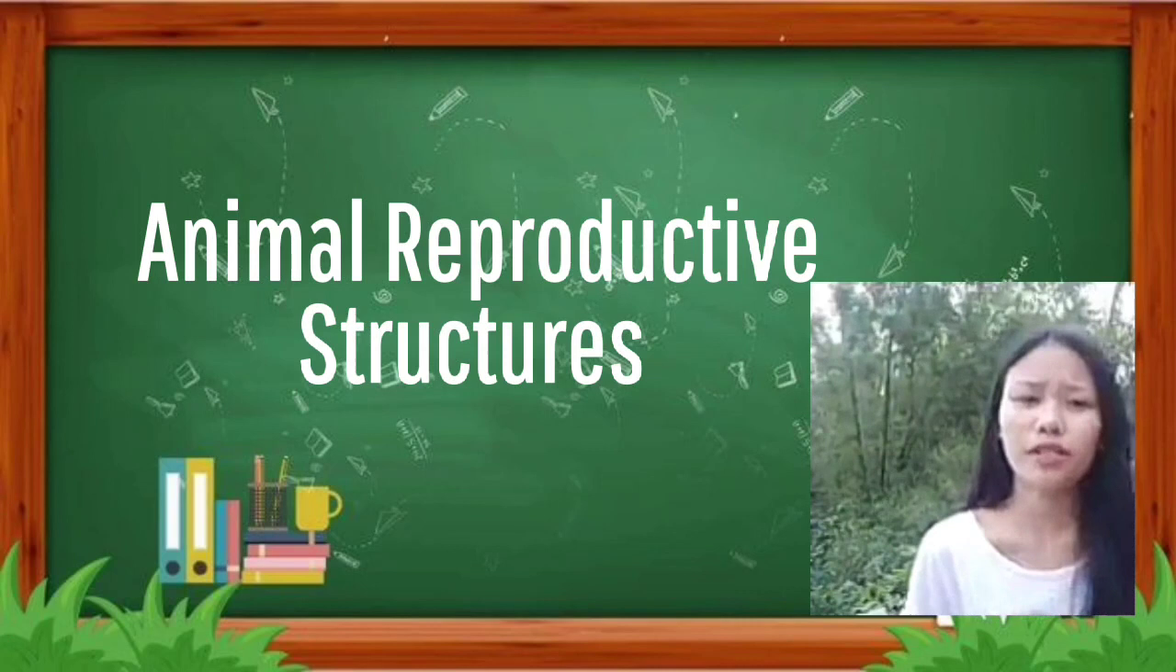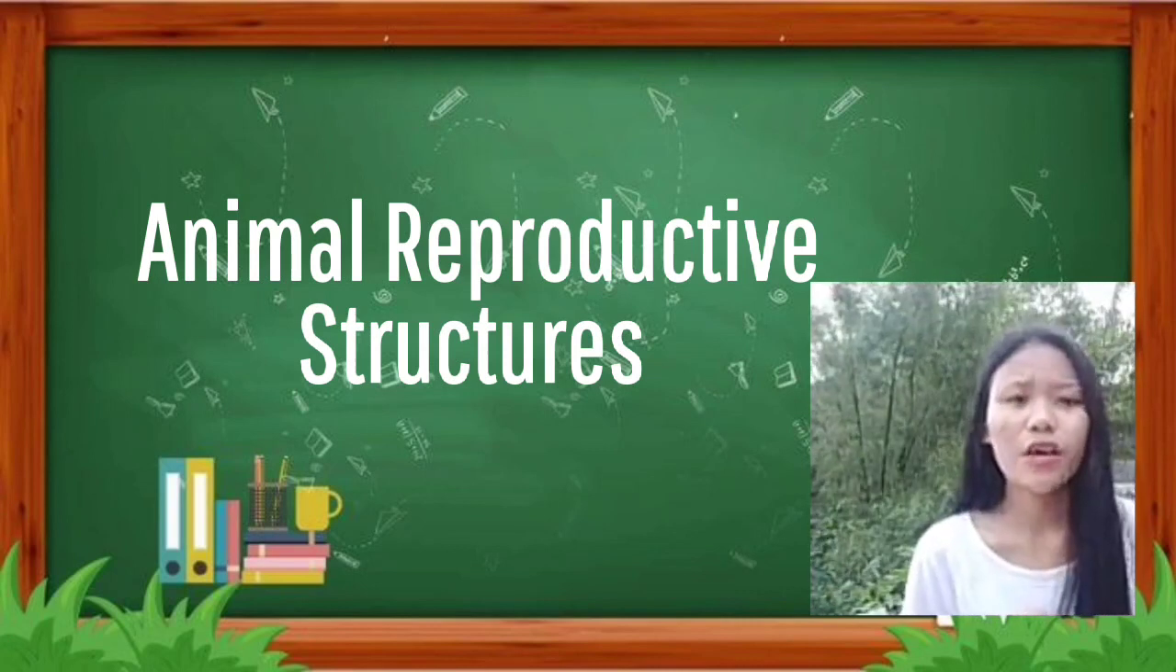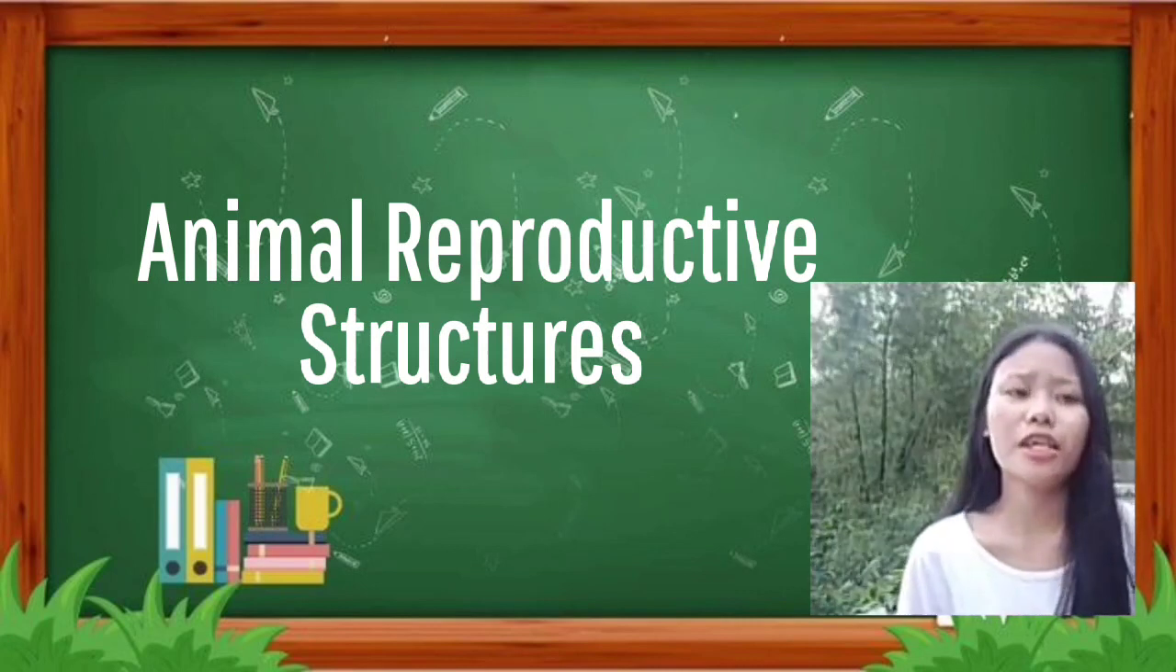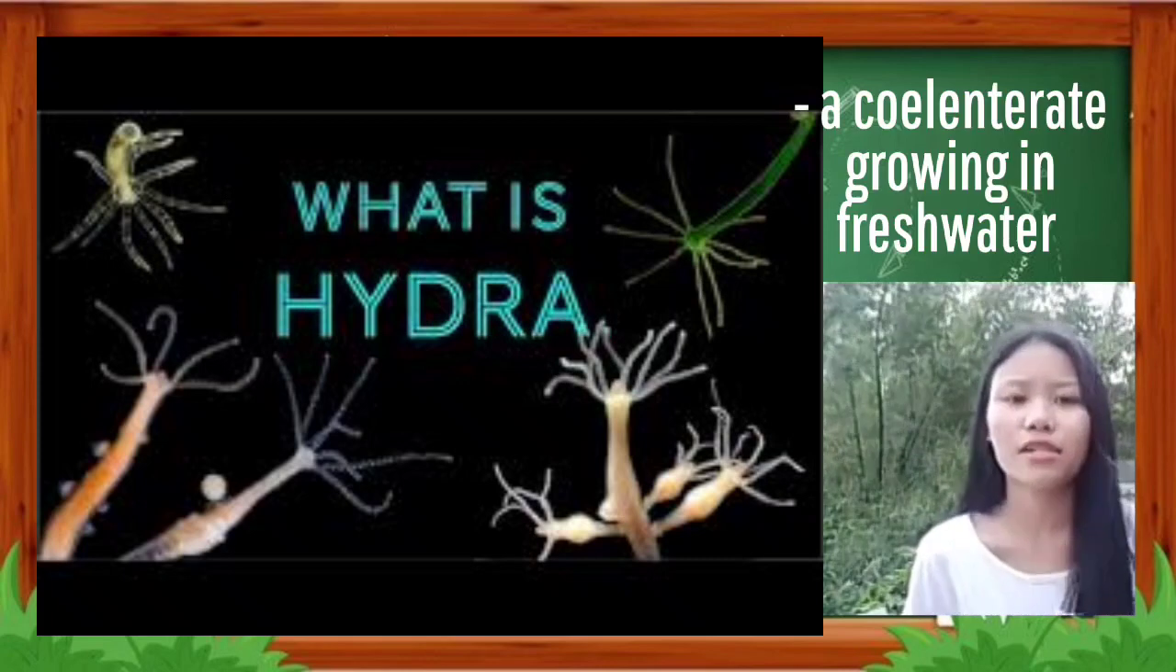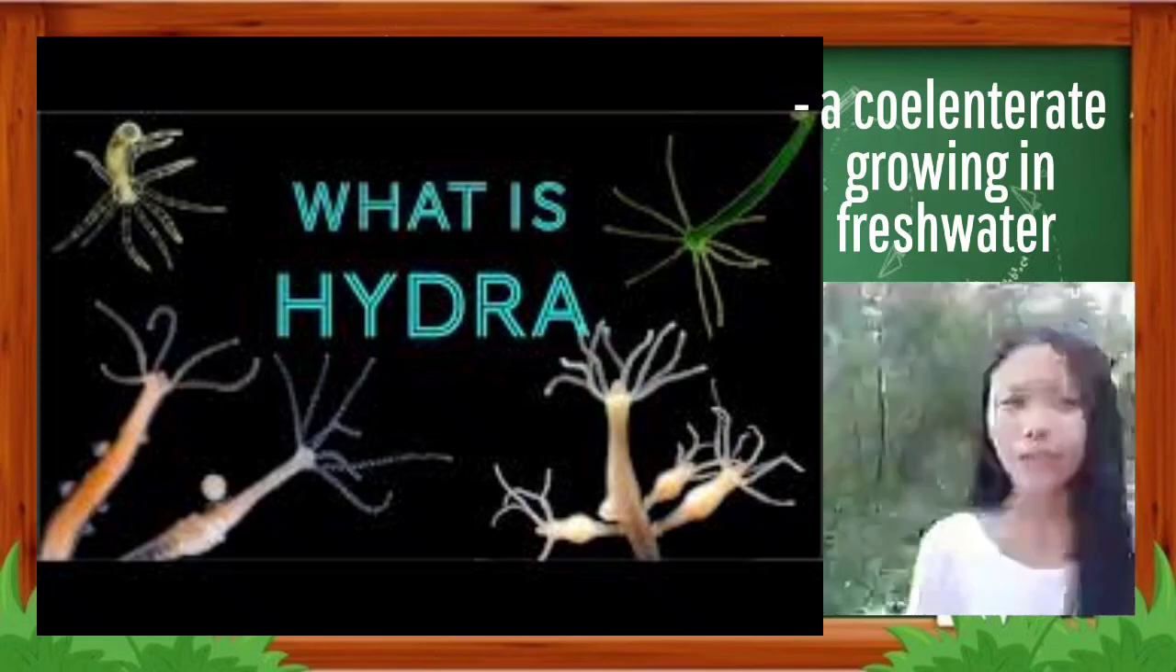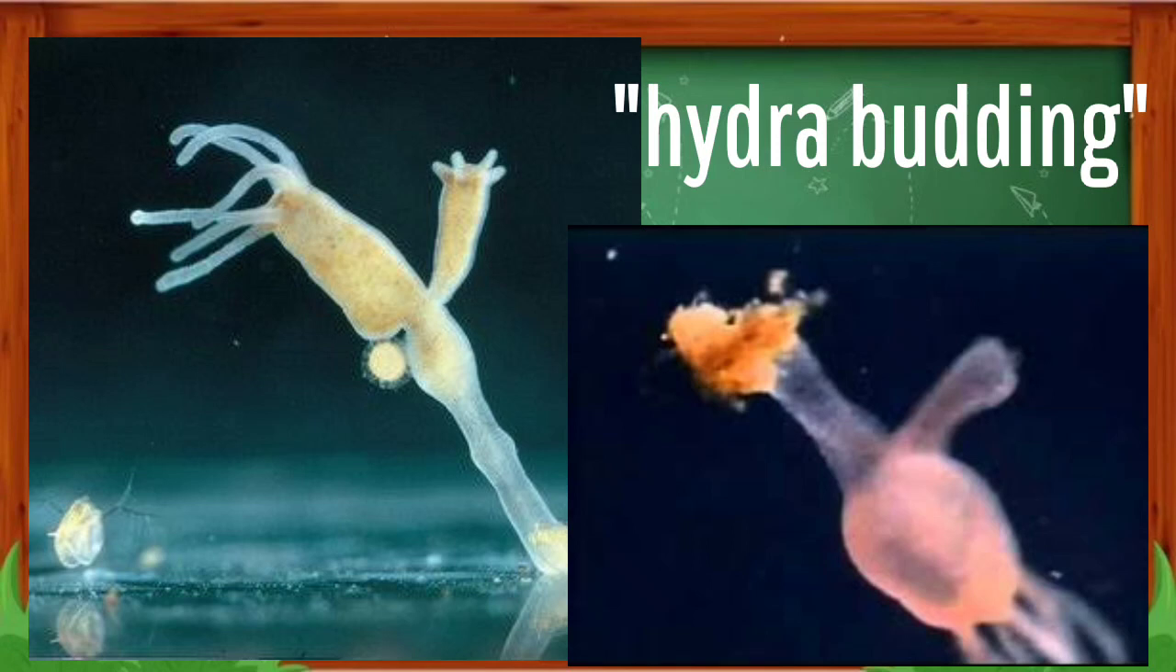Some animals do not have sexual organs for reproduction. In the case of Hydra, a coelenterate growing in fresh water, a new animal is produced by a bud from its main body, which eventually grows and separates from the parent body.